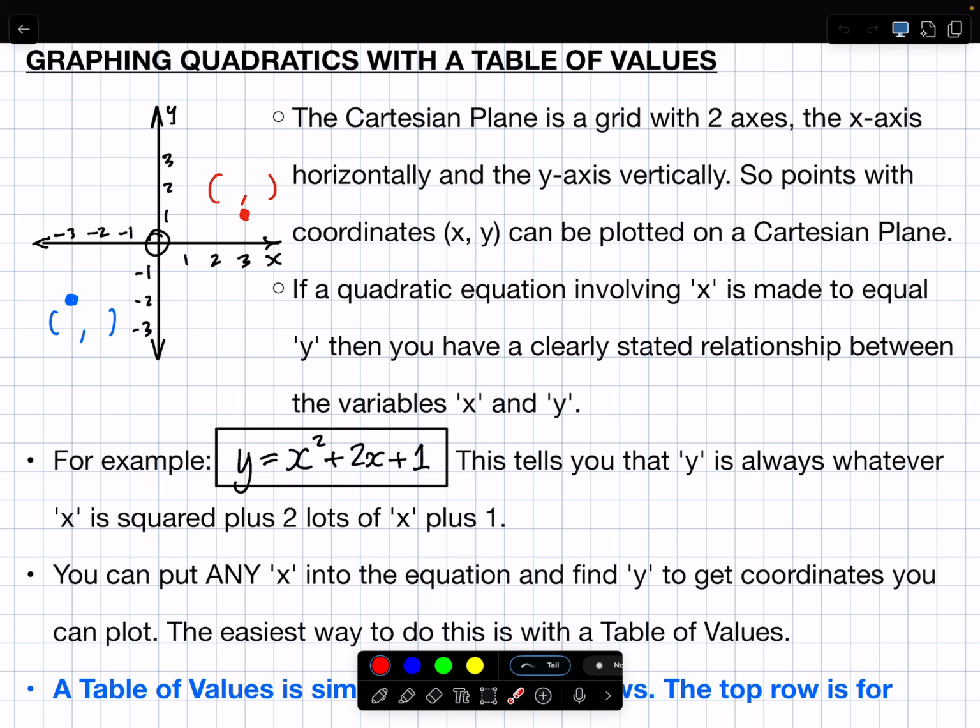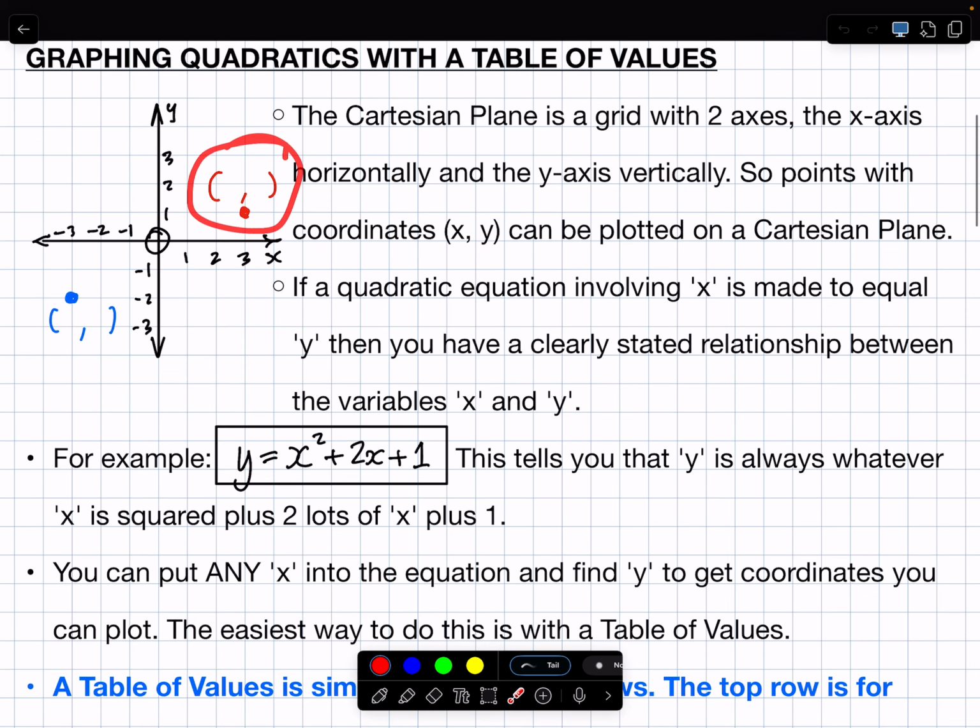Before we do that, can you guys help me? Tell me the coordinates of that red dot. Let's see, the red dot, 3, 1. Well done, good. What are the coordinates of the blue one? -3, -2. Good, okay.